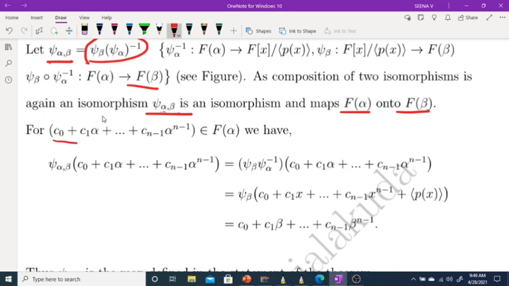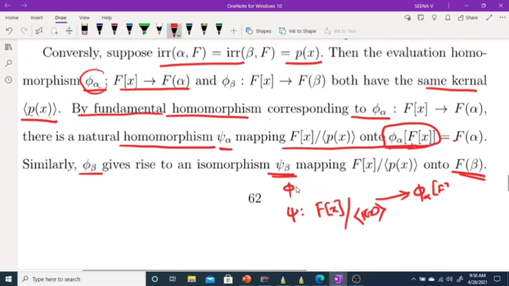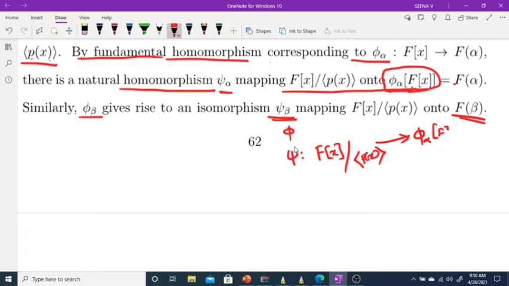So for this one, c naught plus c1 alpha etc. belongs to F(alpha). We have psi alpha beta of c naught plus c1 alpha plus etc. plus c n minus 1 alpha raised to n minus 1 equal to psi beta psi alpha inverse of this one. What is psi alpha inverse of this one? Actually psi alpha is a map. How are we defining psi alpha? Psi alpha is a map from F[x] over the ideal generated by p of x to F(alpha).